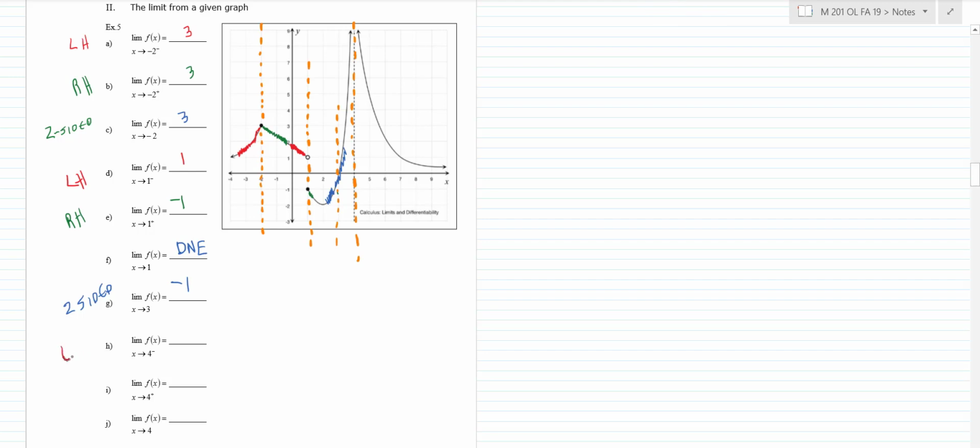So this one is a left-hand limit. Get to the left of the asymptote, start closing in. Now, where's this graph going? It's getting infinitely big, okay? It's going on forever. So on that, we just say plus infinity, okay?